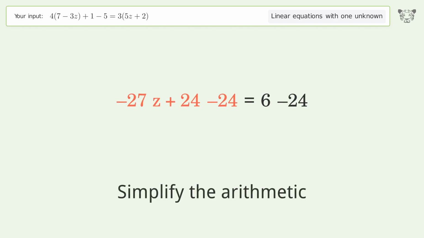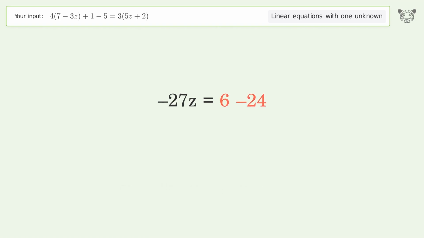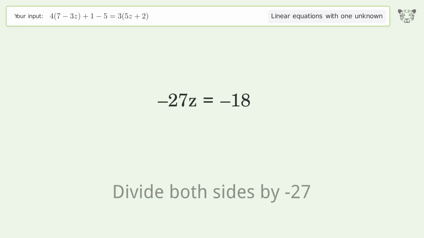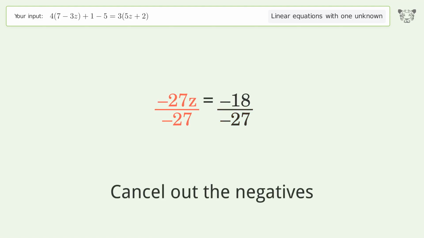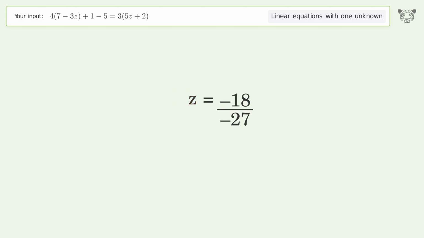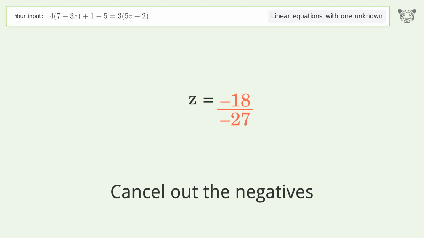Simplify the arithmetic. Isolate the z. Divide both sides by -27. Cancel out the negatives. Simplify the fraction. Cancel out the negatives.